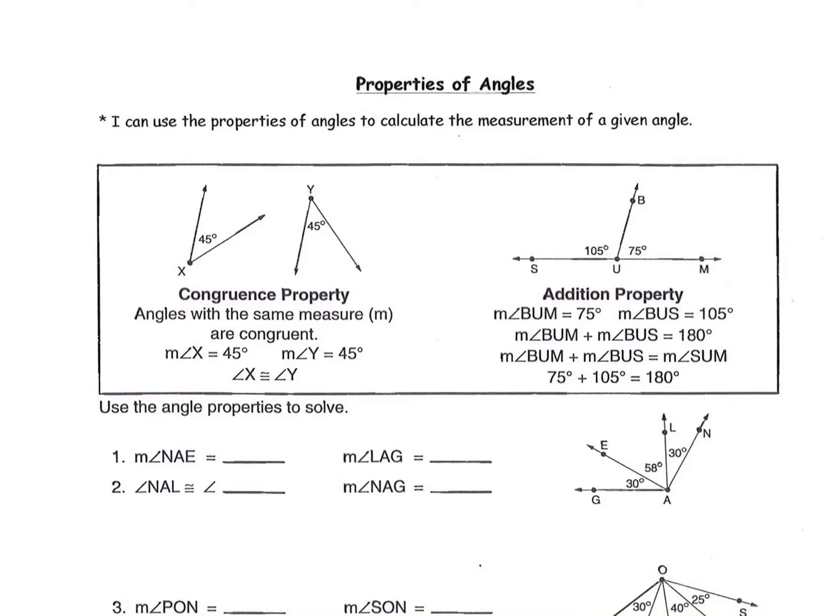Hello. In this lesson, we're going to talk about properties of angles. So our goal is, I can use the properties of angles to calculate the measurement of a given angle. So the first property is called the congruence property.